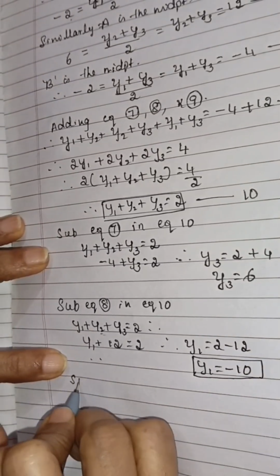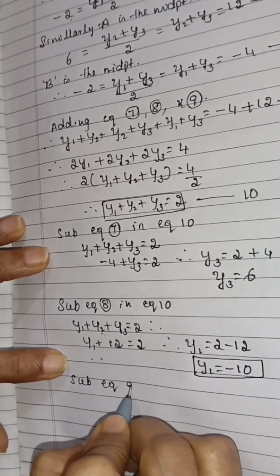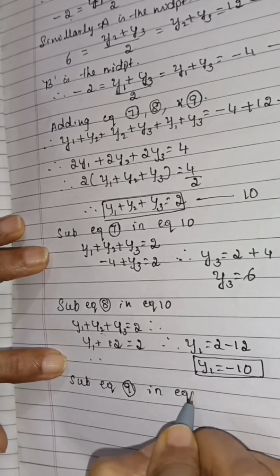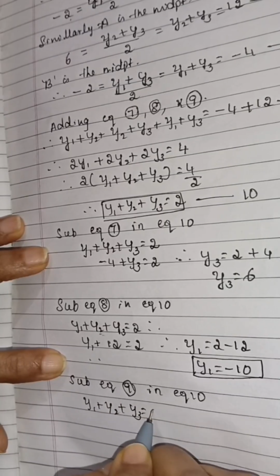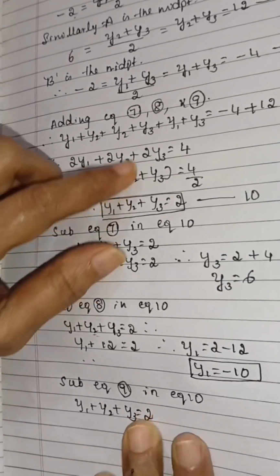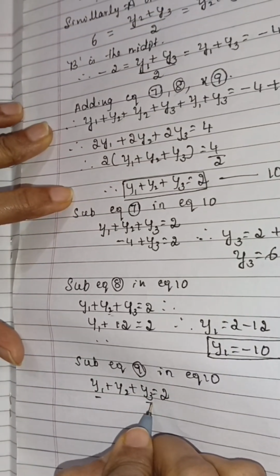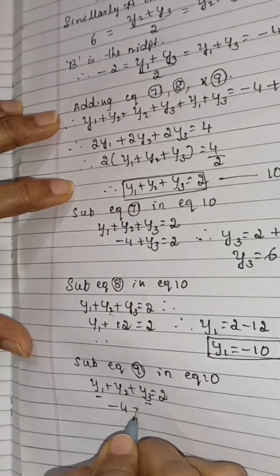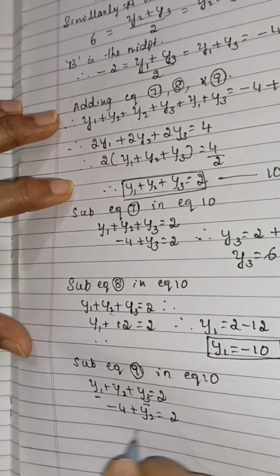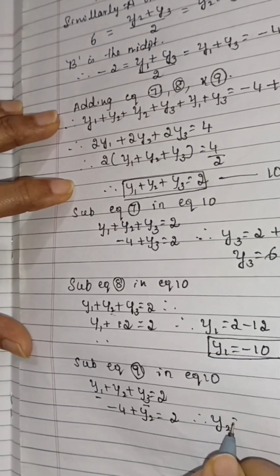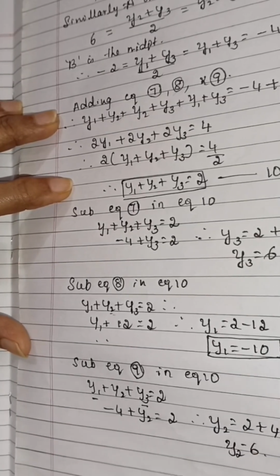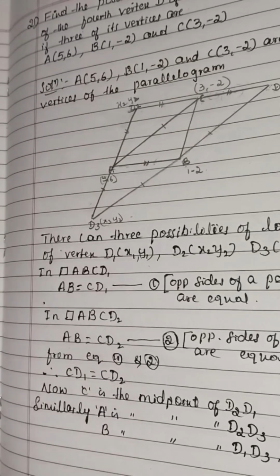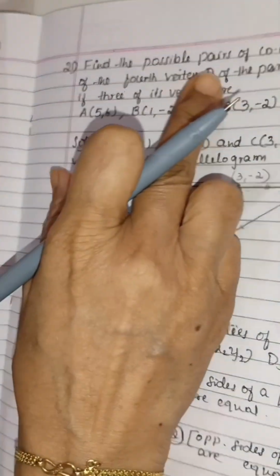Similarly, substituting equation 9 in equation 10, y1 plus y2 plus y3 equal to 2. Equation 9 is y1 plus y3, which is minus 4, plus y2 equal to 2. Therefore y2 equal to 2 plus 4, y2 equal to 6. Actually, what we need in this is to find the possible pairs of coordinates.